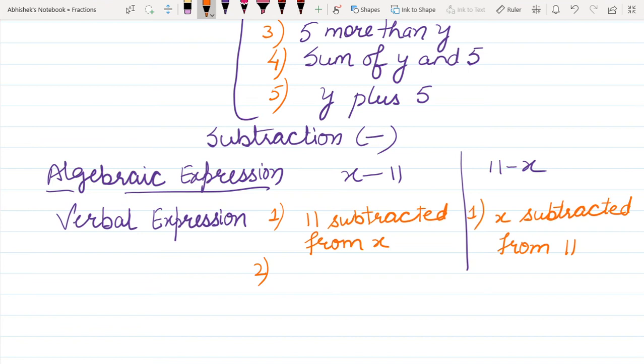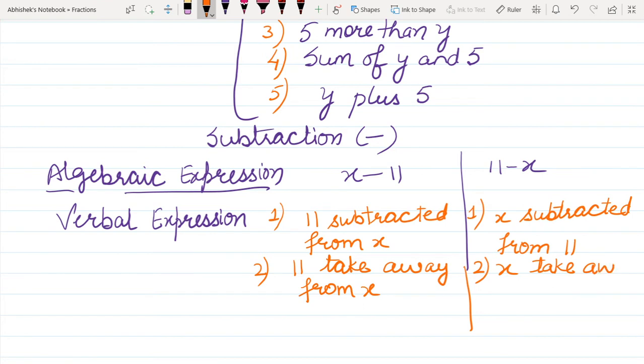Second, 11 take away from x. And what about 11 minus x? X take away from 11.